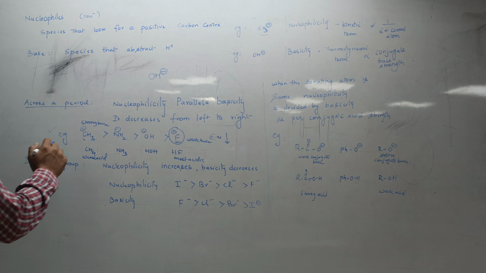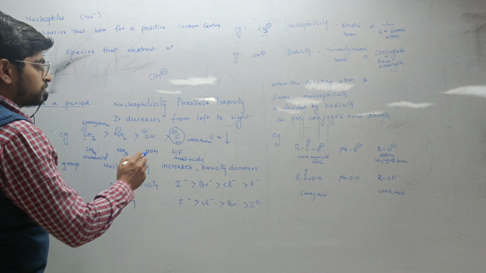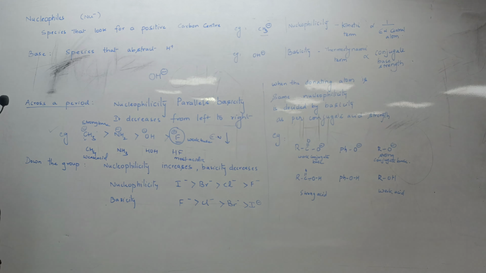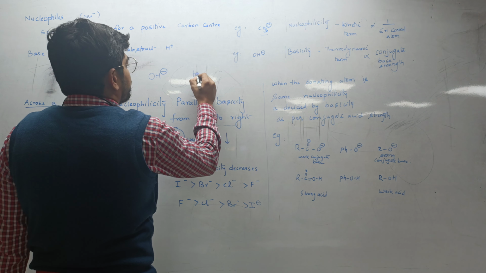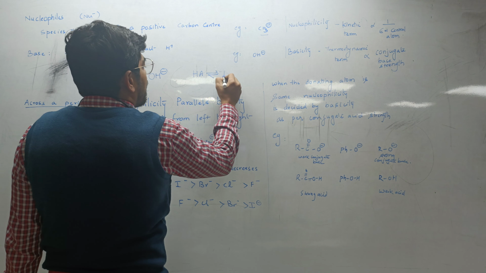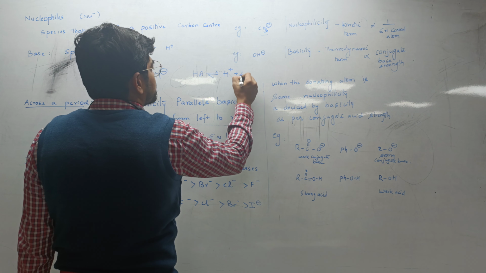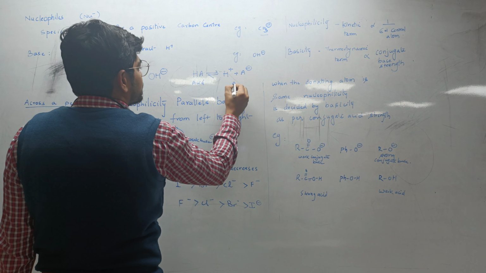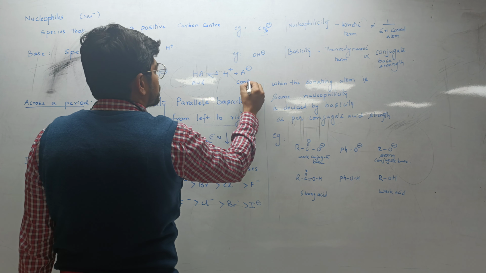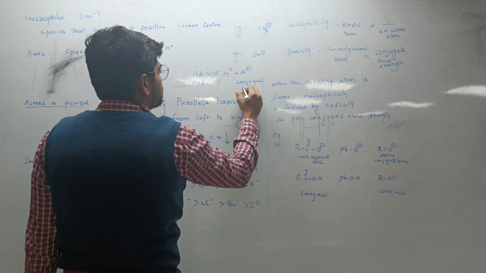So either decide by the electronegativity of the atom or by the acid-base strength, that is by basicity. For people who don't know what conjugate acid-base strength is, if HA is the acid, after giving a proton it becomes H plus and A minus is the base. So this is the acid and this is the conjugate base.